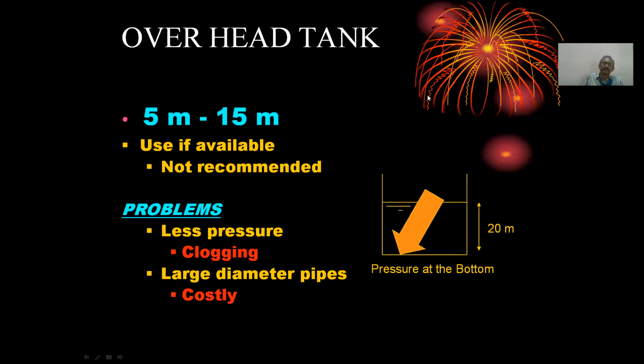Next is, first component is the overhead tank. I said in order to give pressure to the irrigation water, we need a pump or an overhead tank. The pressure needed for a drip irrigation system to function is between 5 meters to 15 meters.